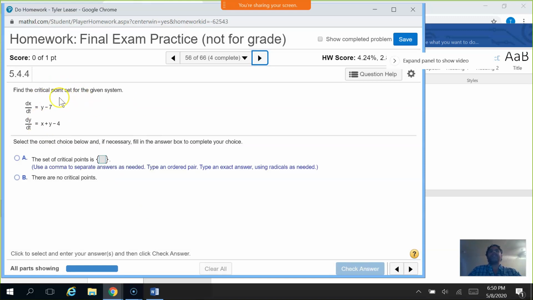All right, so questions like this, I think most people had these all right. So this was just finding the critical points, and we used the critical points for those phase lines. So just set these two things equal to 0 and solve for the x and the y. That's not too bad.